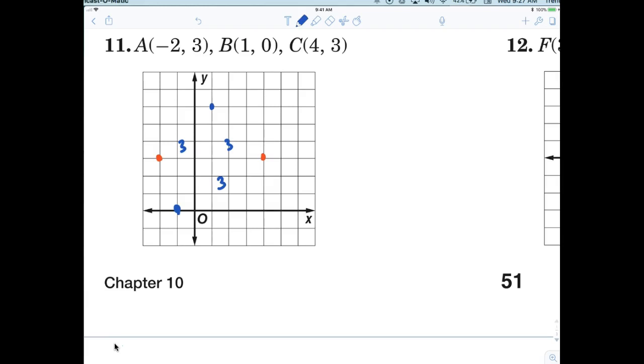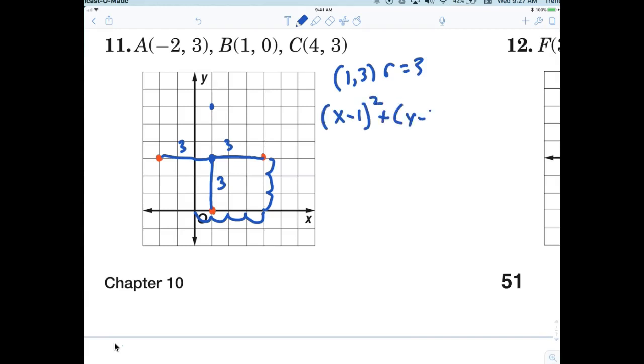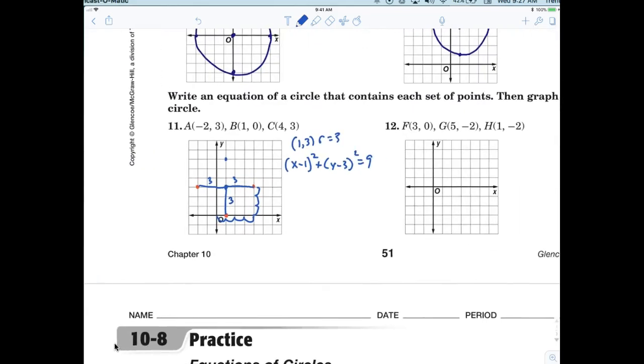All right, so let's go back now, and we realize that the center of the circle is at what? 1, 3. At 1, 3, and then the radius is 3. So the equation is x minus 1 squared plus y minus 3 squared equals 9. Simple as that. All right, I don't care about number 12. I need to get something a little more challenging.